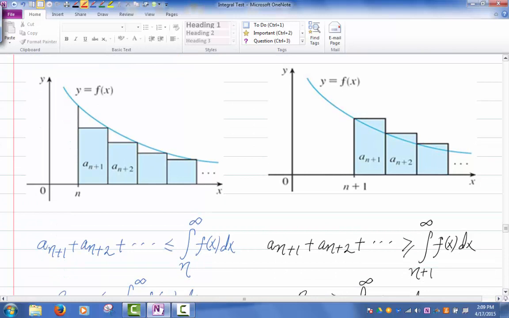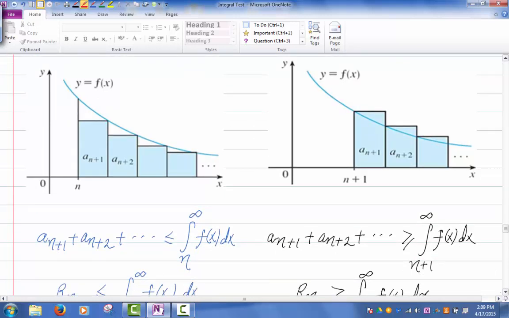Let's look at the left-hand side figure. I have the graph of f. Remember, f is positive, decreasing, continuous. So the graph of f will look like that. Now, look at the graph of f from n up to infinity, and divide the interval from n to infinity into subintervals of length 1. So you go from n to n plus 1, to n plus 2, to n plus 3, and so on. Above each subinterval, draw a rectangle where the height of the rectangle would be the same as the height of the graph of f at the right-hand point.